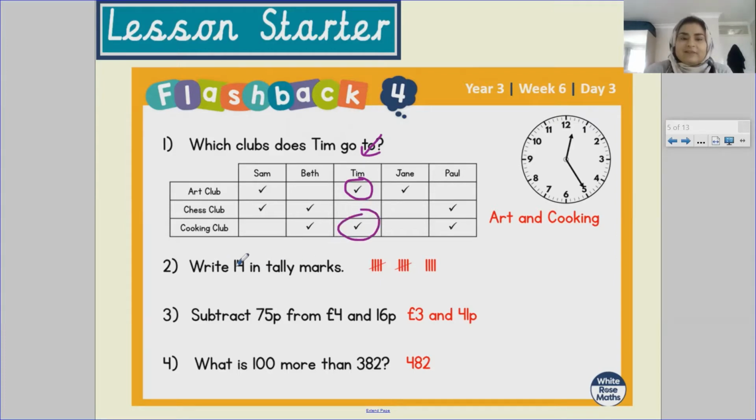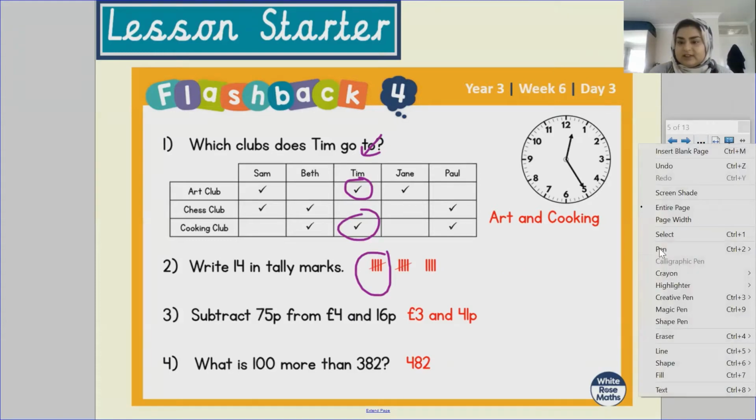Then it says write 14 in tally marks, and we know that when you have 5, you have 4 sticks, then 1 going across to total it to 5. So what you should have is 2 5 lots and then 4. That is how your tally marks should look. Then number 3 says subtract 75p from £4 and 16p, and your answer should be £3 and 41p.